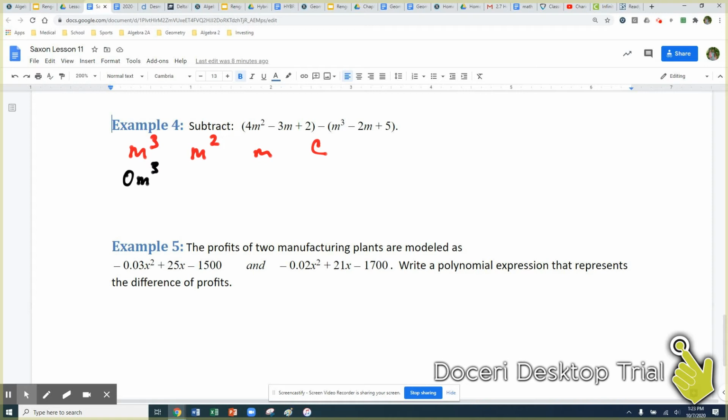That first polynomial does have an m squared. It's a plus 4m squared. It does have an m and a linear term, 3m, minus 3m, excuse me, and then has a constant term plus 2. Subtracting, so I'm going to put a subtract sign over here. I've got an m to the third. Then I've got a minus 2m, so I'm going to put a 0 term in for the m squared. There is no m squared in that second polynomial. And I've got a minus 2m. And lastly, I've got a plus 5.